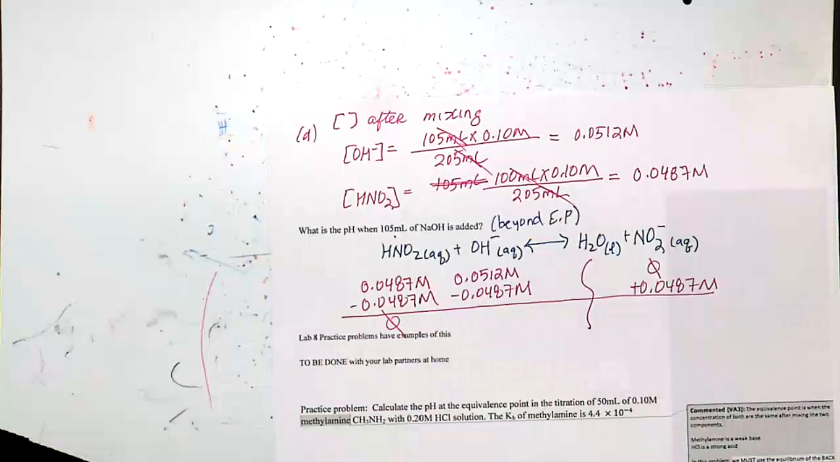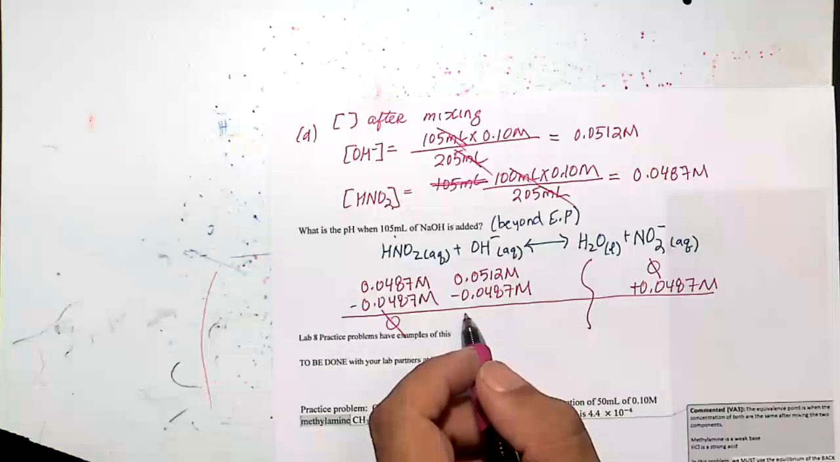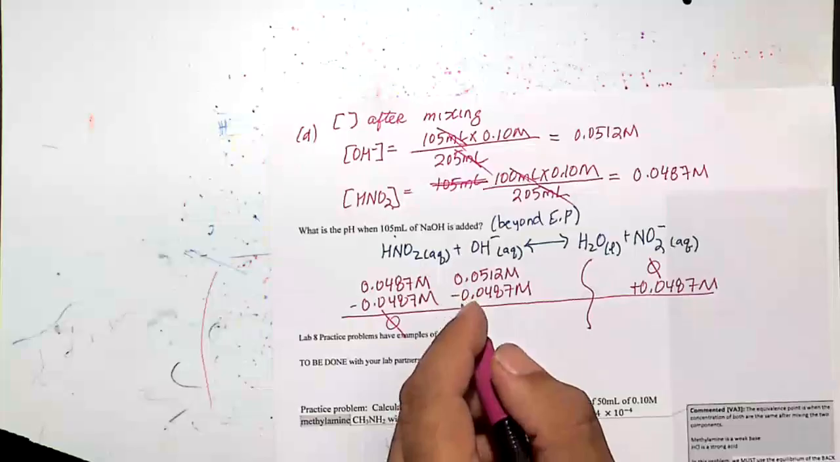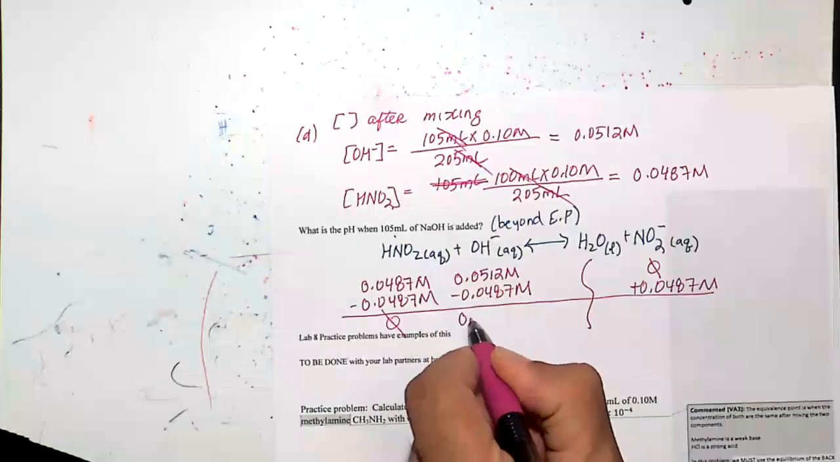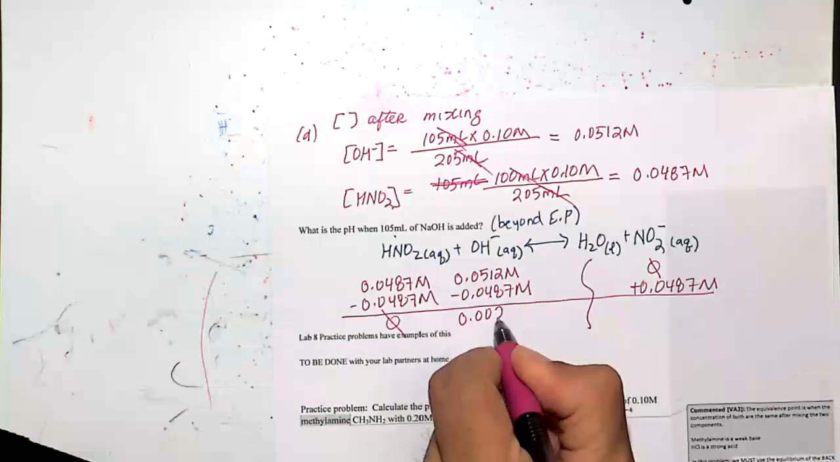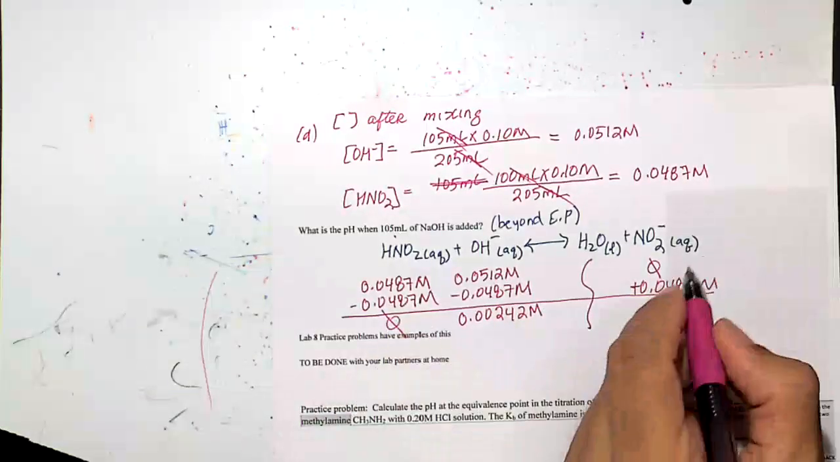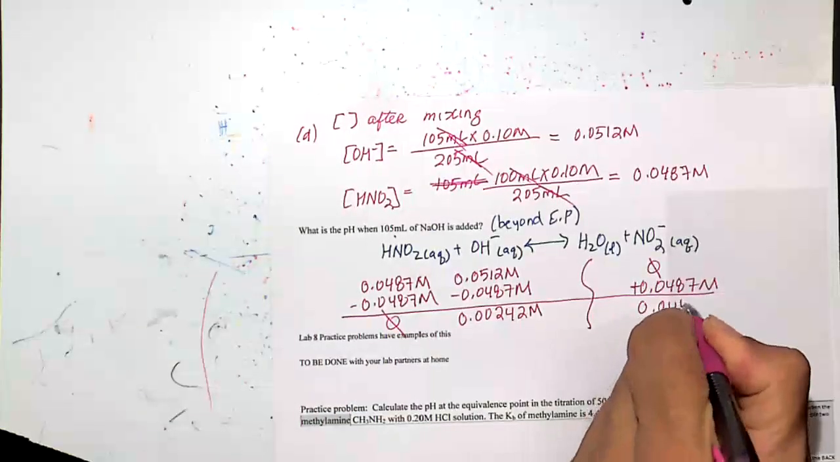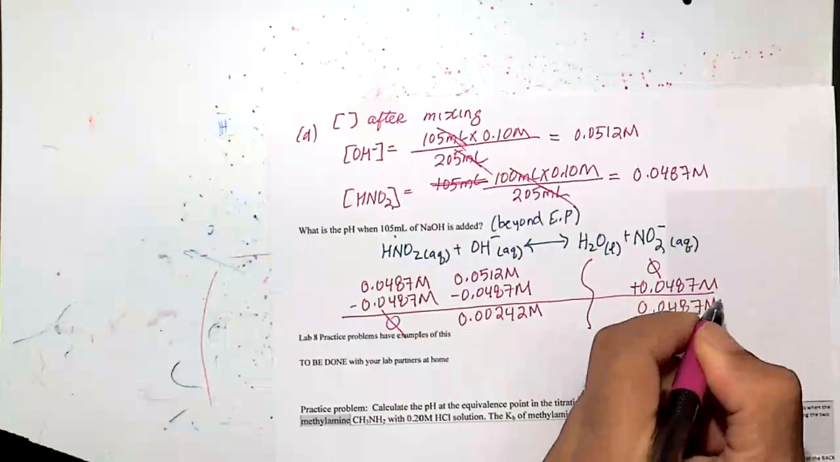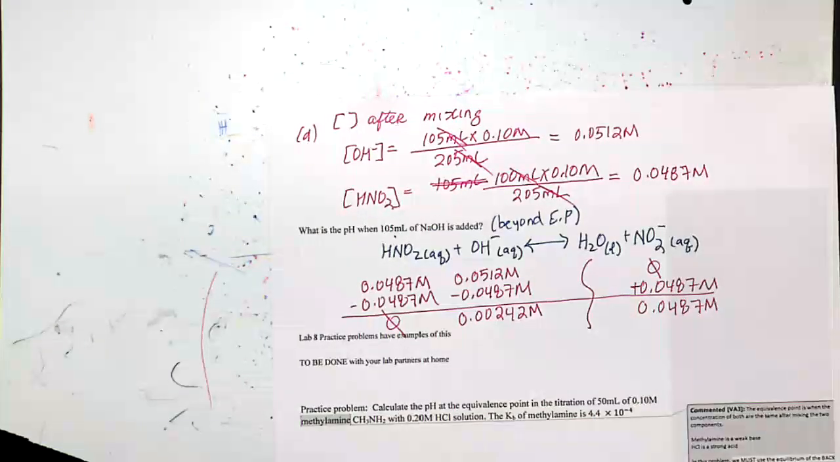Right, so what's 0.0512 minus 0.0487? I think it's 0.00242 big M. And this is 0.0487 molar, moles over liter, big M.